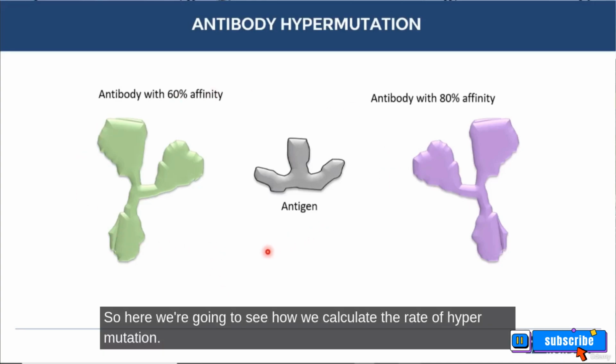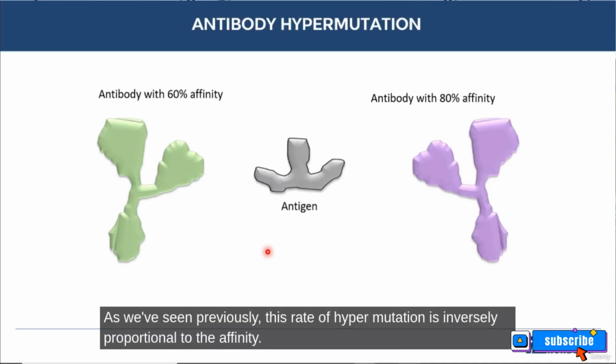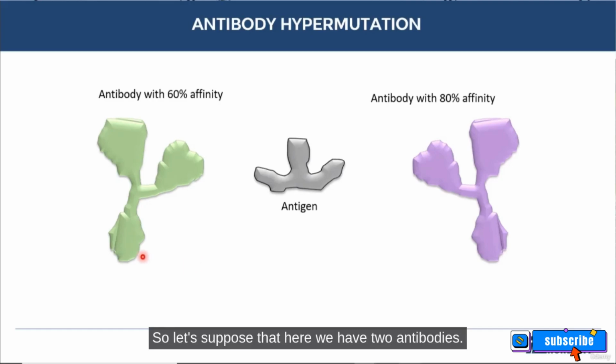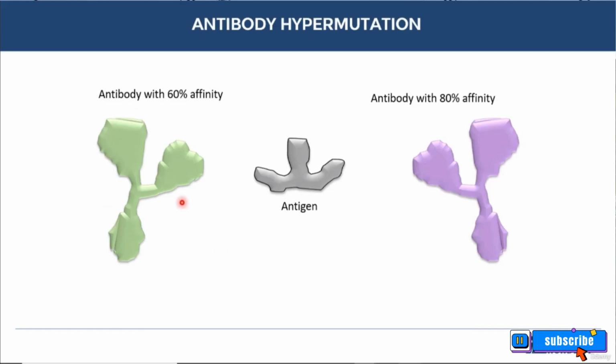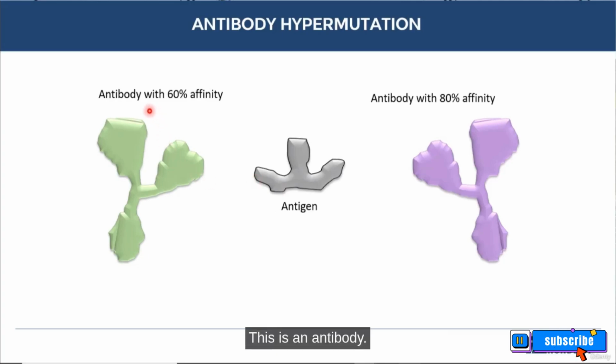So here we are going to see how we calculate the rate of hypermutation. As we've seen previously, this rate of hypermutation is inversely proportional to the affinity. So let's suppose that here we have two antibodies, and here in the middle we have an antigen. This is an antibody with 60% affinity, and this is an antibody with 80% affinity.